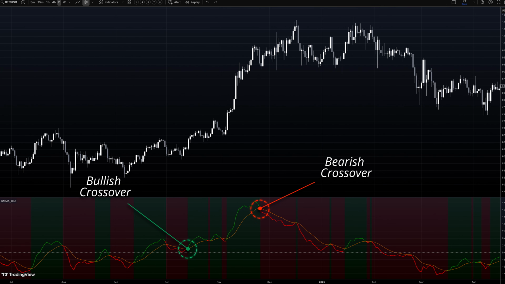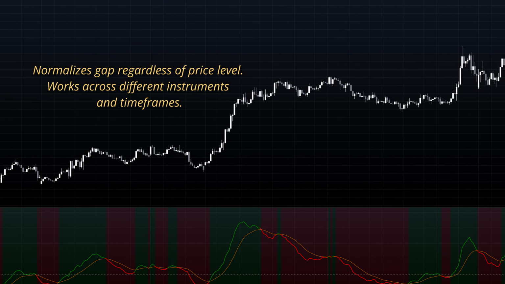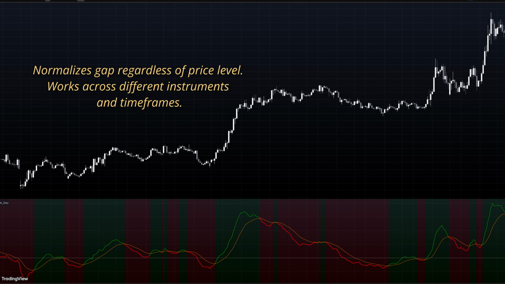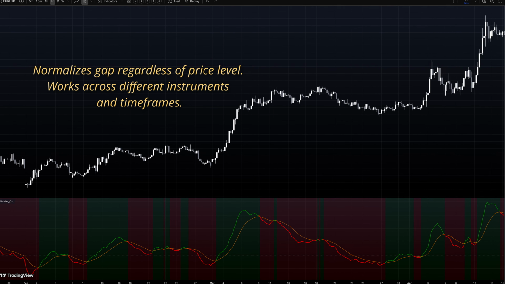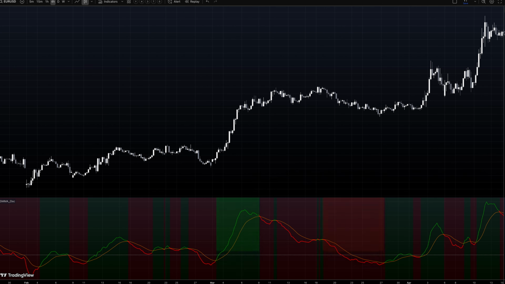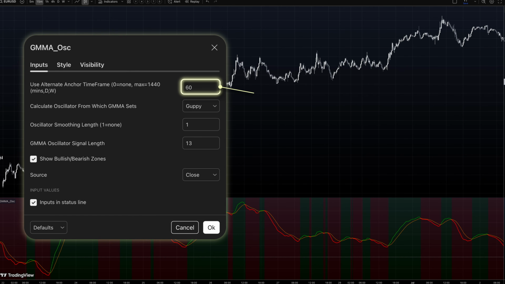for bearish conditions. The percentage-based calculation normalizes the difference regardless of price level, making it applicable across various instruments and time frames. Background coloring provides visual confirmation of current market bias. The indicator supports anchor time frame functionality, allowing users to apply higher time frame calculations while viewing on lower charts. This multi-time frame capability helps align short-term signals with broader market direction.